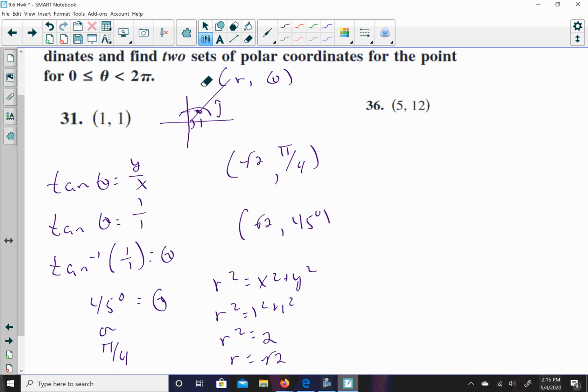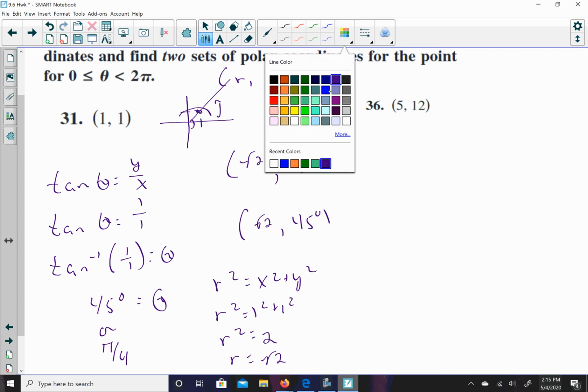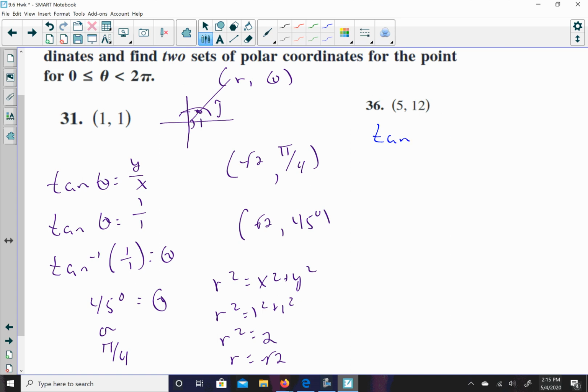Okay, let's look at number 36. I'm going to find my angle first. I'm going to say the tangent of theta is equal to 12 over 5. Now when I do that, I get, on my calculator, a decimal.